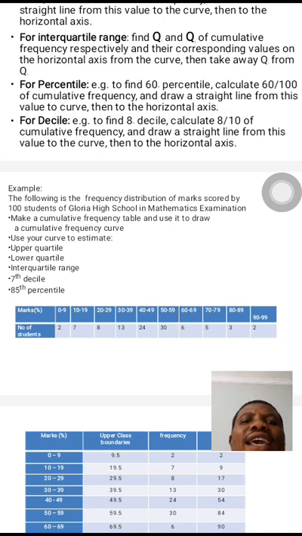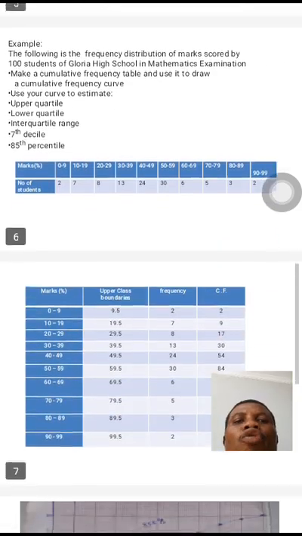So for you to find the 8th decile, what you need to do is to calculate 8 over 10 of the cumulative frequency, that is the total frequency. After getting that, you draw a straight line from this value to the curve, and from the curve down to the horizontal axis. So there you get the decile that you asked to determine from the cumulative frequency curve.